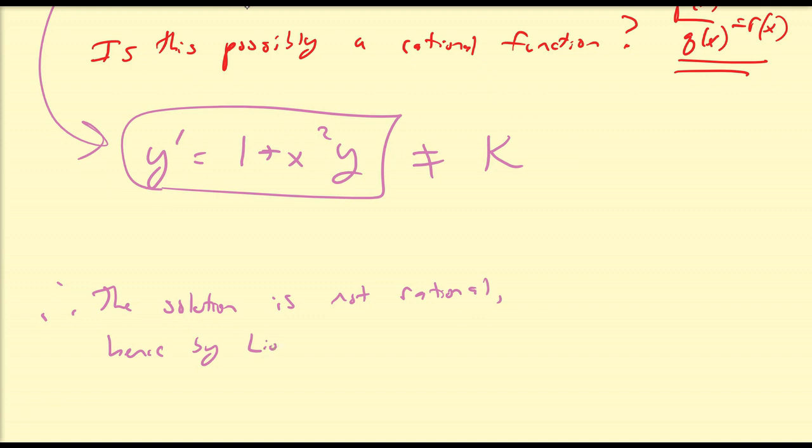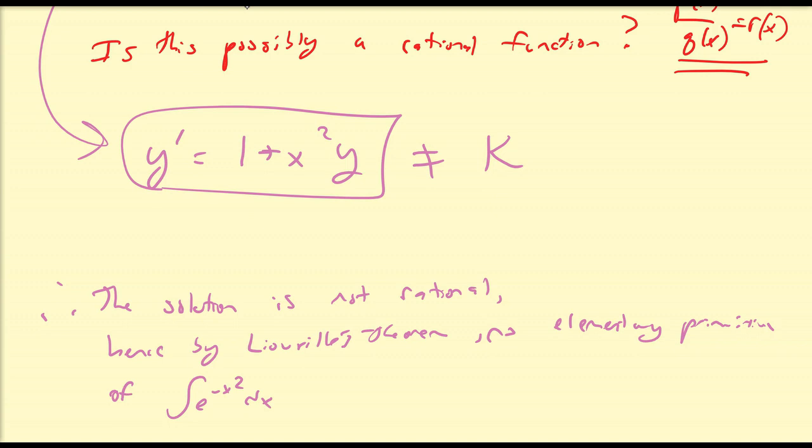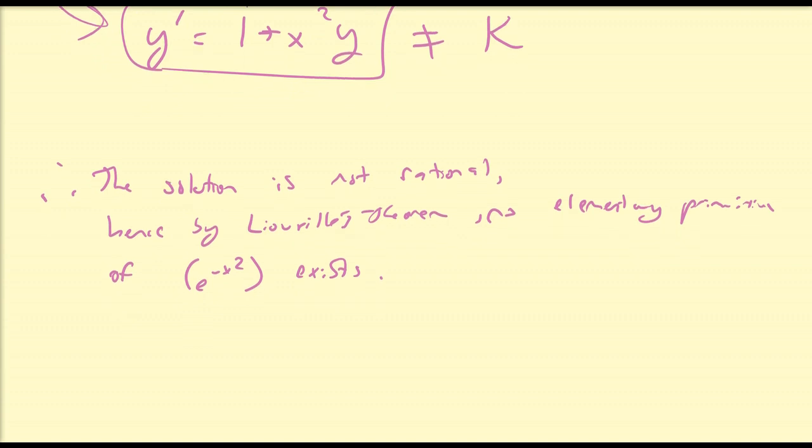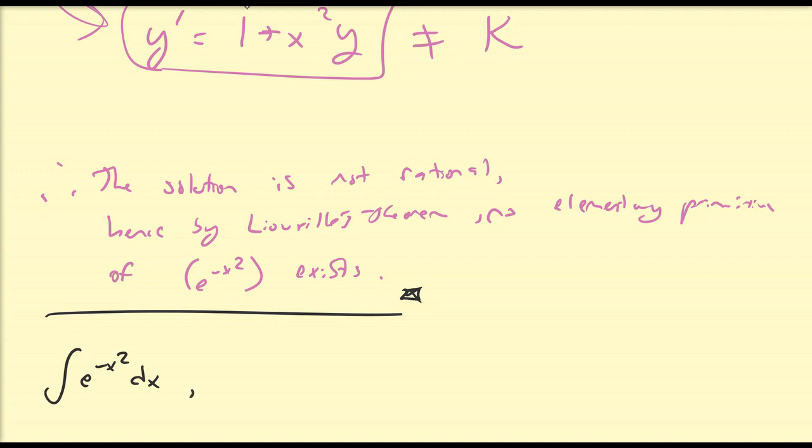Hence, by Liouville's theorem, no elementary primitive of e to the minus x squared exists. That means you can't find the antiderivative of this in basic functions. And there are several other functions that will have this same exact characteristic. So we've actually given a proof of this function not having an antiderivative.